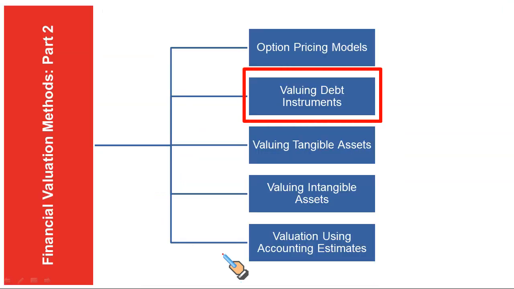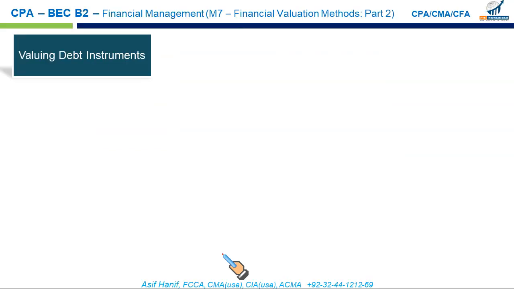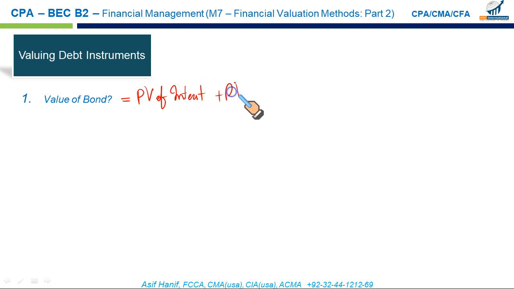The next area is valuing debt instruments. How do we value debt? Bonds, how are they valued? Let's discuss. How do we value bonds? What's the value of a bond? The value of a bond, the price of the bond, is equal to the present value of the interest payments under the bond, plus the present value of the original principal.